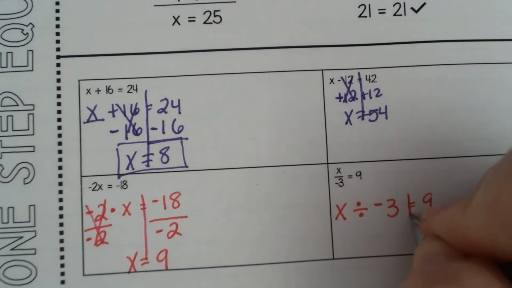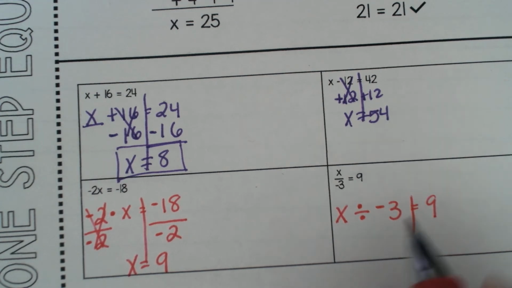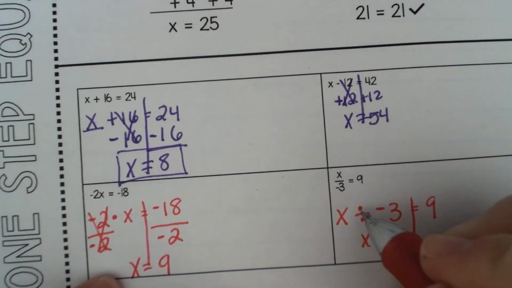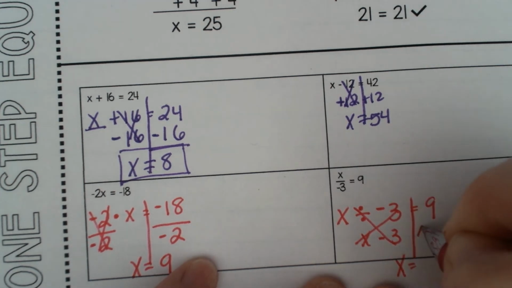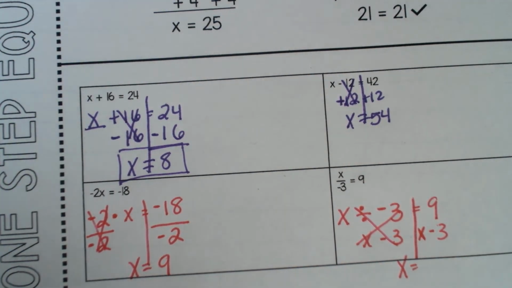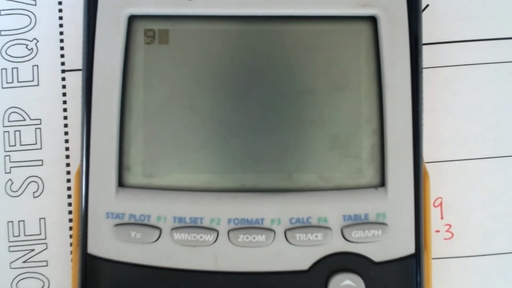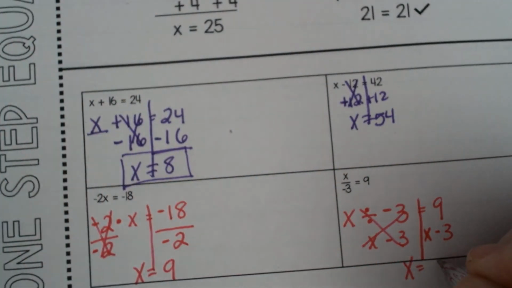Okay, now you just draw your line down. Instead of dividing by -3, we're going to do the inverse. The opposite of divide is multiply. So we're going to multiply by -3. That will cancel out. So x equals, and then we're going to multiply by -3 on this side. So we have 9 times -3, which gives us -27.